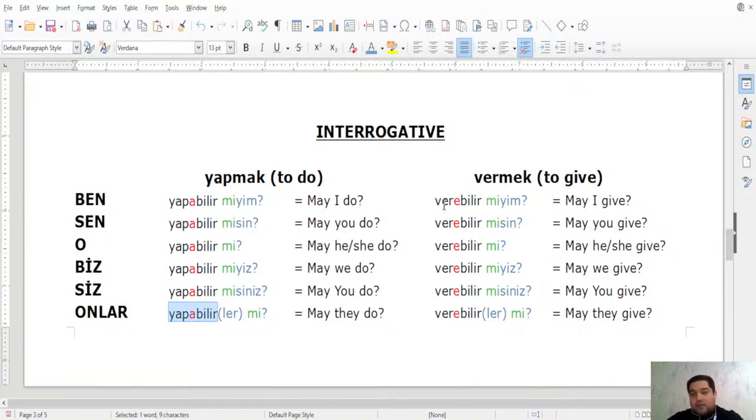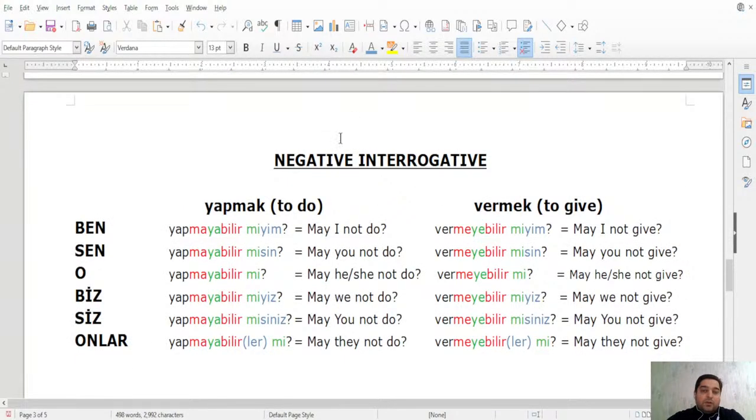Same for vermek, verebilir miyim, right? May I give or can I give? Possibility or ability, they are same. Verebilir misin, verebilir mi, verebilir miyiz, verebilir misiniz, and verebilirler mi. Okay, so for interrogative they are again same. And last, where is the difference? Next difference is the negative interrogative because of this negative part.